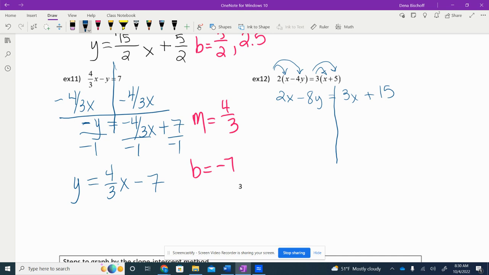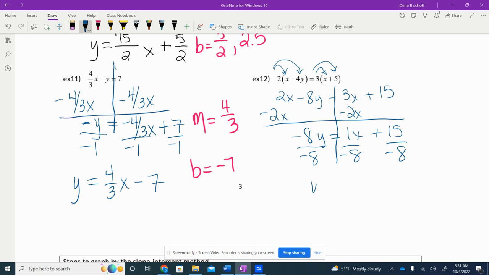I'm trying to get my y term all by itself. What do I need to move away, Alexis? Yeah, I'm going to subtract 2x from both sides. Good job. So negative 8y equals 1x plus 15. Last step, divide every stinking term by negative 8. Y equals negative 1 over 8x minus 15 over 8.